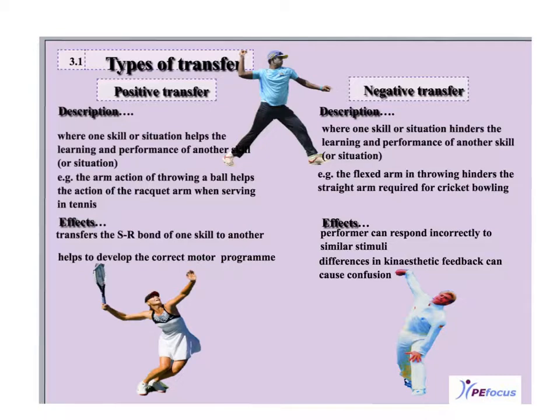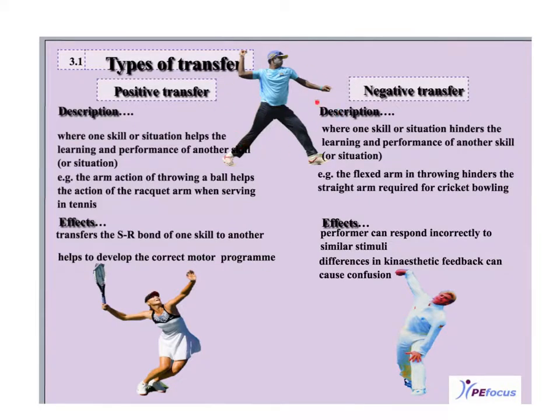So first of all, start off with positive transfer and negative transfer. This summarises all of them as we go through it. Positive transfer is where one skill or situation helps the learning and performance of another. For example, the arm action of throwing a ball helps the action of a racket arm when serving in tennis. So it's really easy to transfer.